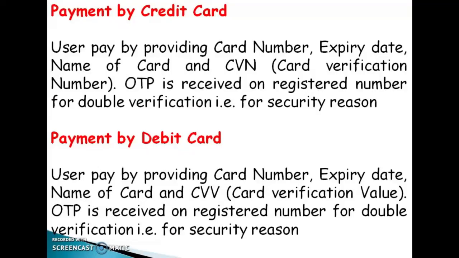Payment by credit card and payment by debit card, you know about this. The user pays by providing the card number, expiry date, name on the card and CVN, card verification number. That is payment by credit card. An OTP is received on the registered number for double verification, for security reasons. Payment by debit card is the same way. The user pays by providing the card number, expiry date, name on the card and CVV, card verification value. An OTP is received on the registered number for double verification, for security reasons.